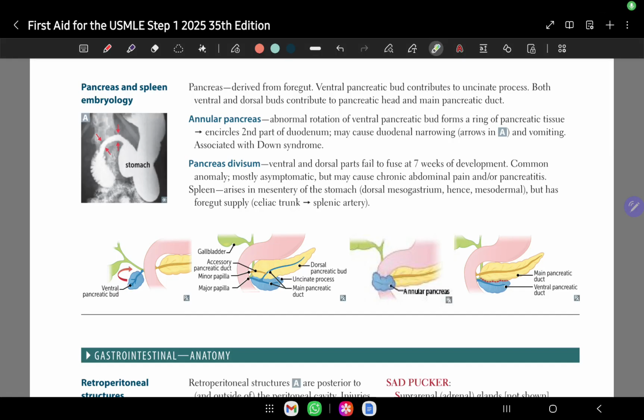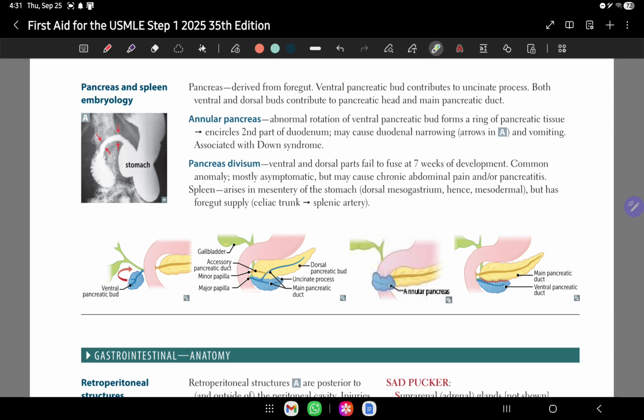Today we are going to study about the pancreas and spleen embryology from First Aid for the USMLE Step 1 2025. So the pancreas is derived from the foregut. The ventral pancreatic bud contributes to the uncinate process. Both ventral and dorsal buds contribute to the pancreatic head and the main pancreatic duct. So the pancreas is formed from the foregut. This is the main thing to remember.